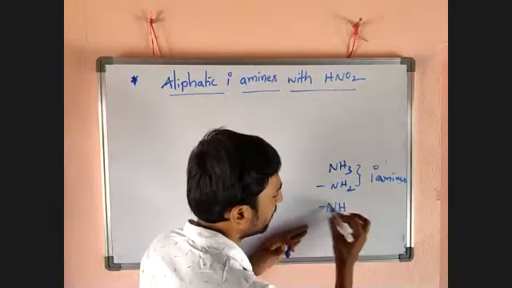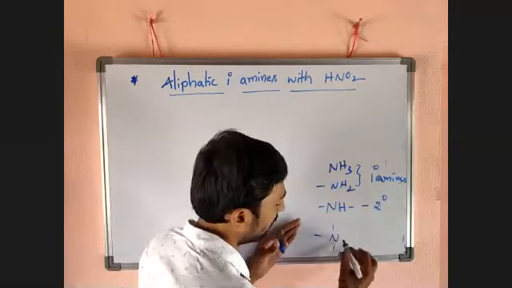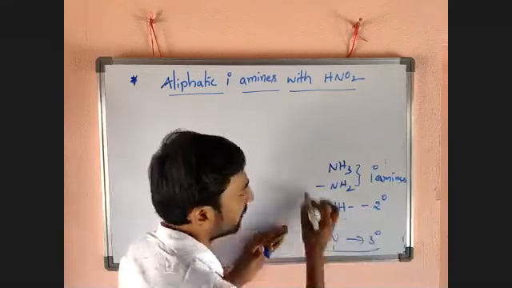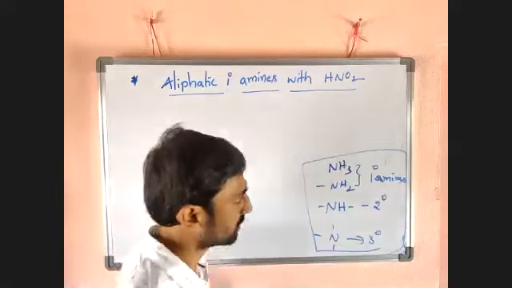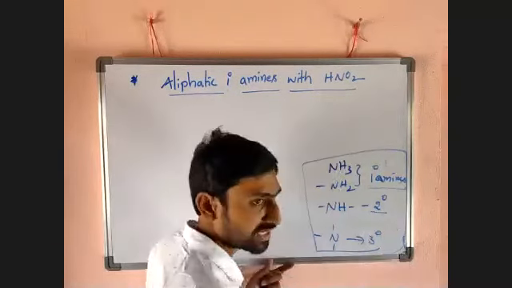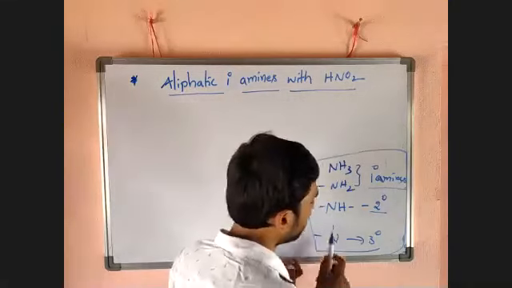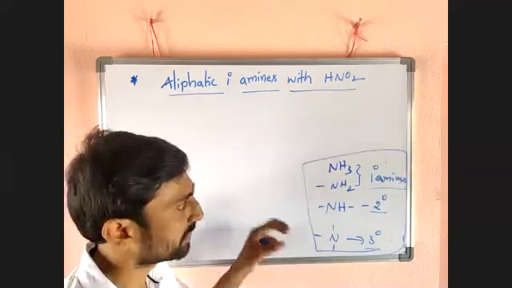If nitrogen is paired with only one hydrogen, that one is a secondary amine. If nitrogen has no hydrogen, that one is a tertiary amine. If nitrogen is paired with 2 or more hydrogens, it is a primary amine. So this is the important one in the case of amines.